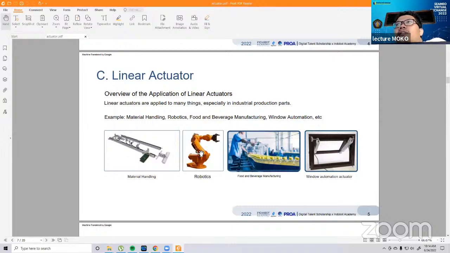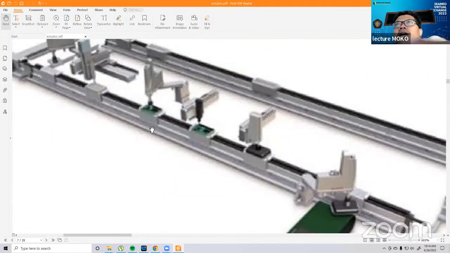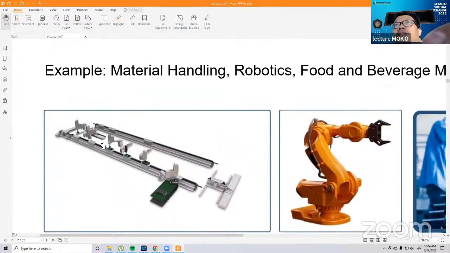Another type of linear actuator is also used for material handling. If you see here, this robot will make some motion to pick and place. For example, in the medicine industry, they use this robot, this mechanism, to pick some of the medicine and place it in the box or another place. They use pick and place. So this is also linear motion.